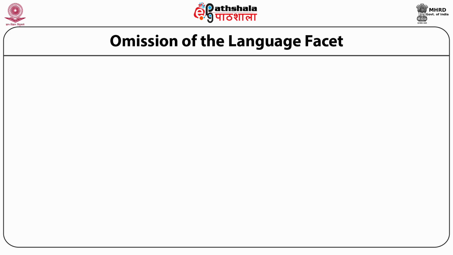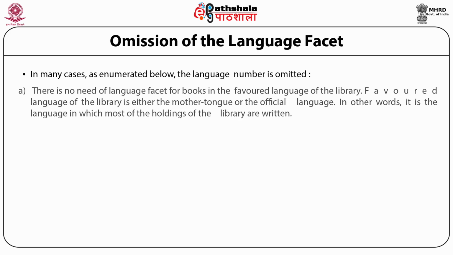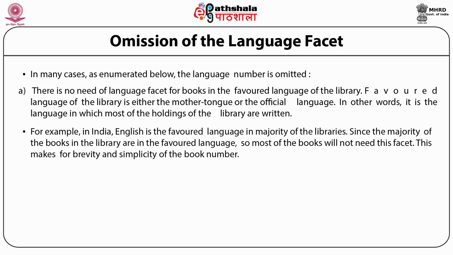Omission of the language facet. Language facet is the first one, but it mostly gets suppressed in most of the class numbers. In many cases, as enumerated below, the language number is omitted. First, there is no need of a language facet for books in the favored language of the library. The favored language of the library is either the mother tongue or the official language. In other words, it is the language in which most of the holdings of the library are written. For example, in India, English is a favored language in the majority of the libraries. Since the majority of the books in the library are in the favored language, most of the books will not need this facet. This makes for the brevity and simplicity of the book numbers.